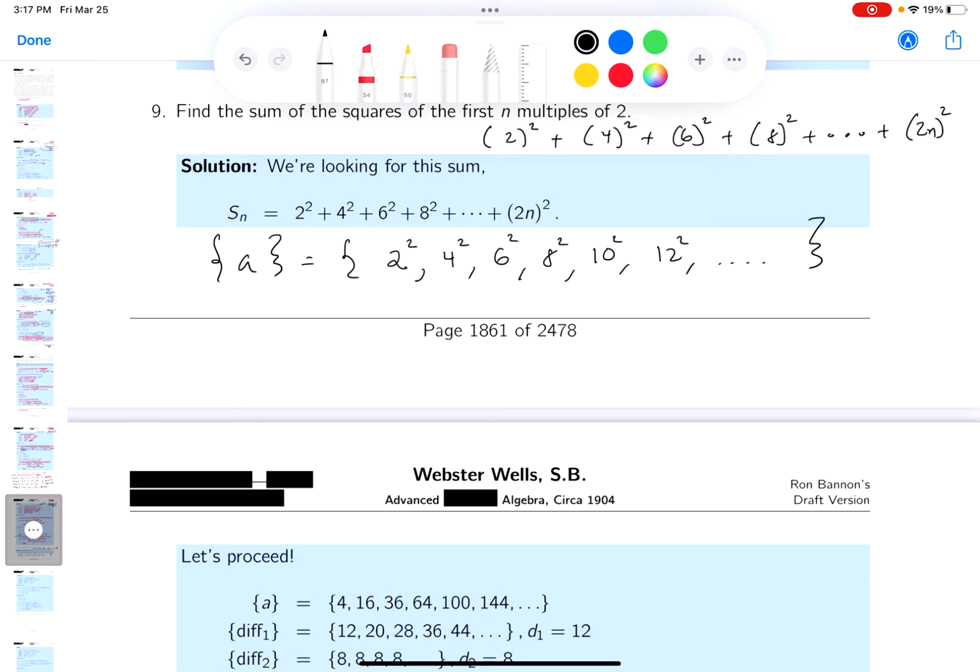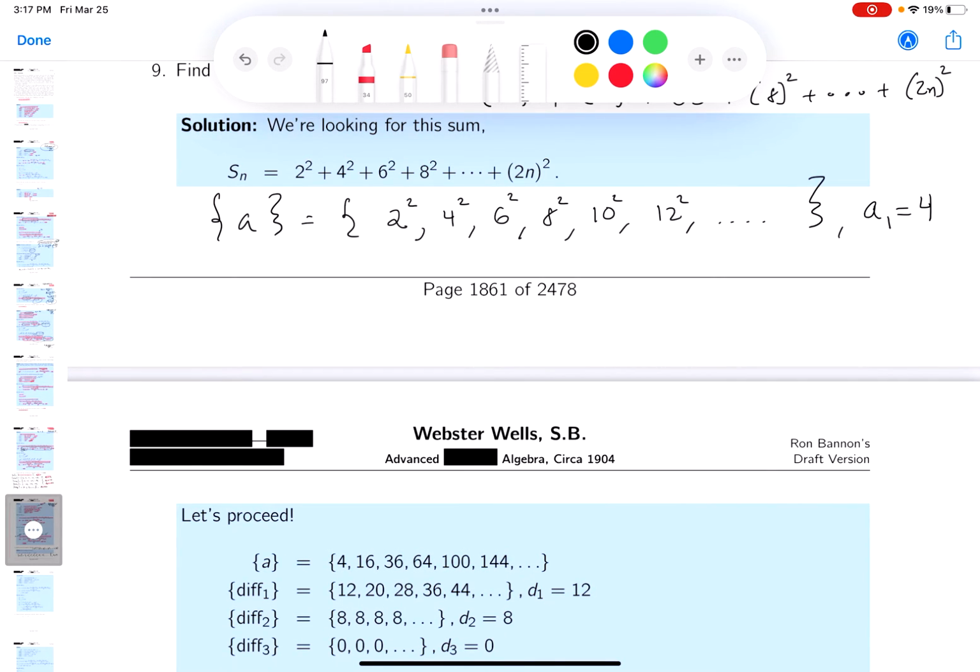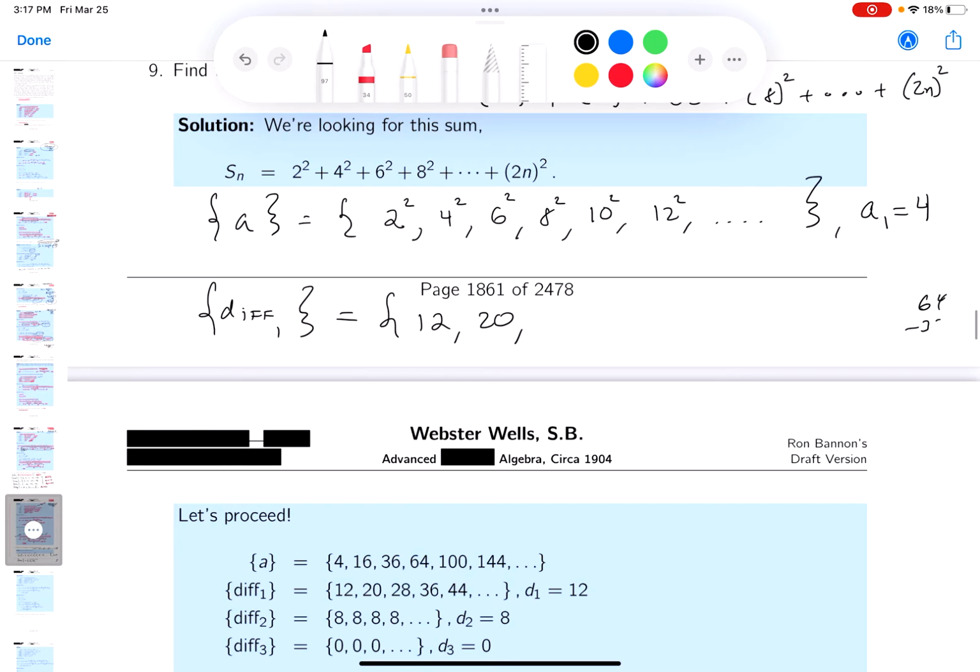And I'm going to say A1 is 4. All right? Now let's put down the first set of differences. Let's see, 16 minus 4, that's 12, right? It's going to be more difficult for me to compute, by the way. 36 minus 16 is 20. Right? 64 minus 36, that's going to be 28, right?